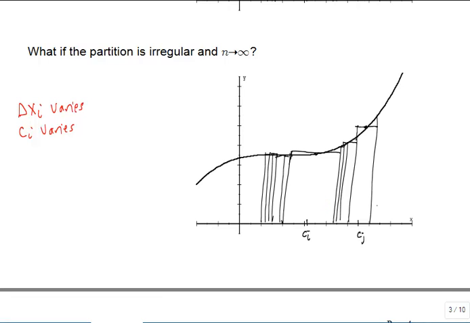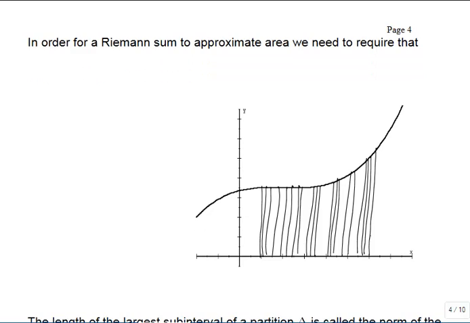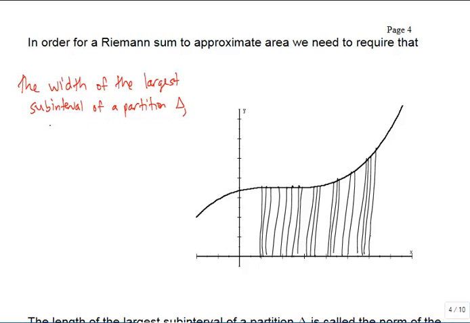So this is what we do to avoid that. In order for a Riemann sum to approximate area, we need to require that the width of the largest subinterval of a partition delta, we're going to call that and write its notation like this. This is called the norm.